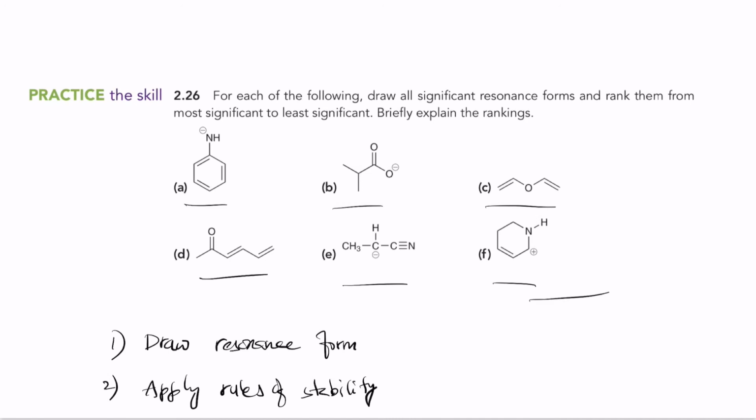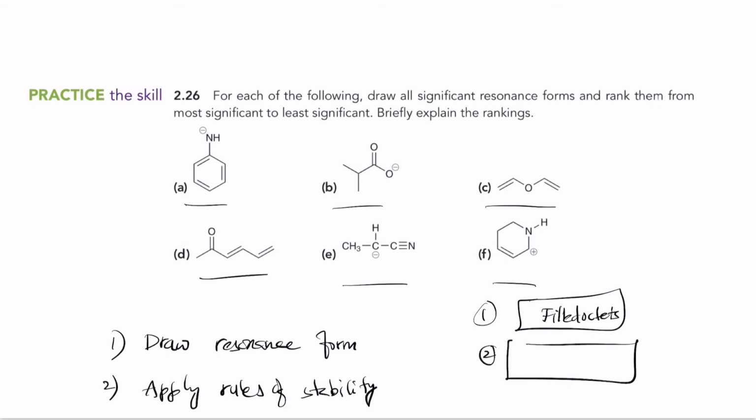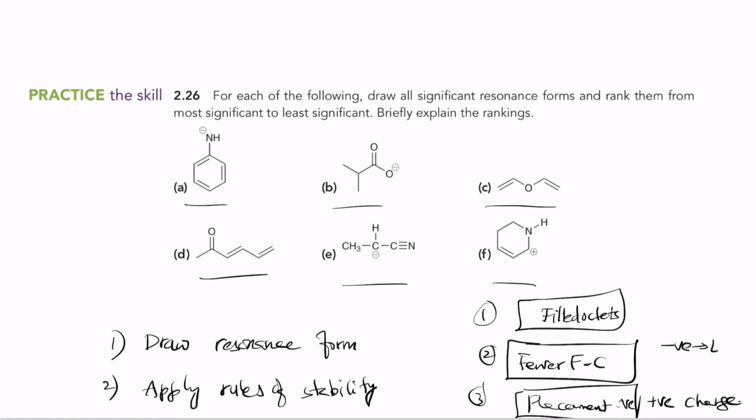Remember the order of importance. The first rule is filled octets. The second rule is fewer formal charges, and the third rule is the placement of negative or positive charge. If it's negative, it should be on the higher electronegative element. If it is positive, it should be on the lower electronegative element. Now pause the video right here and try to solve the problems one by one.